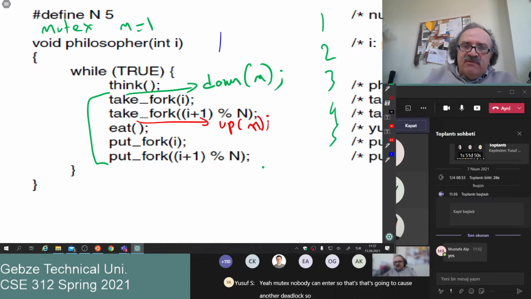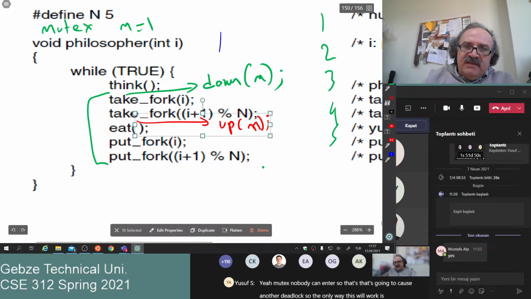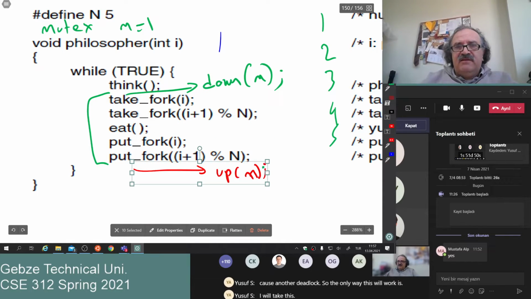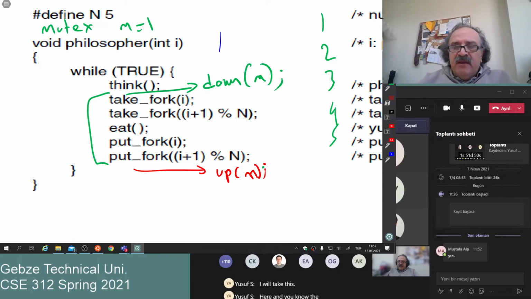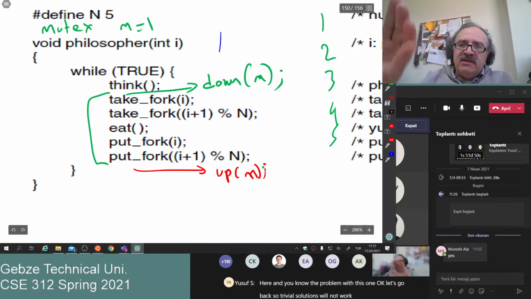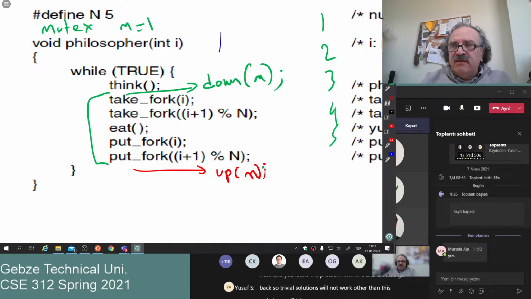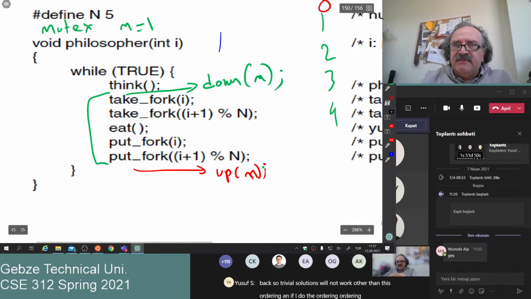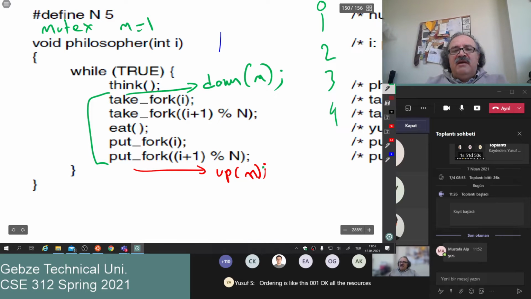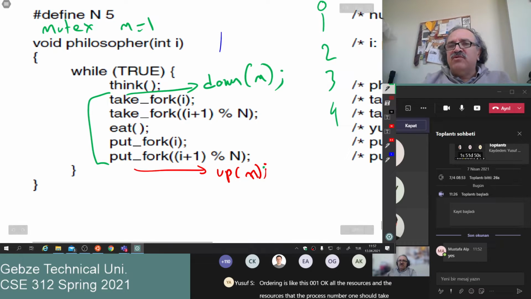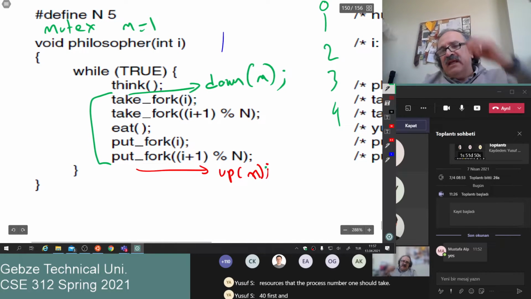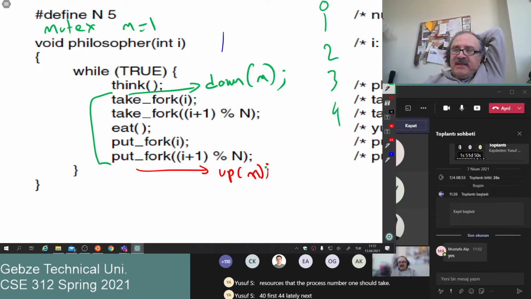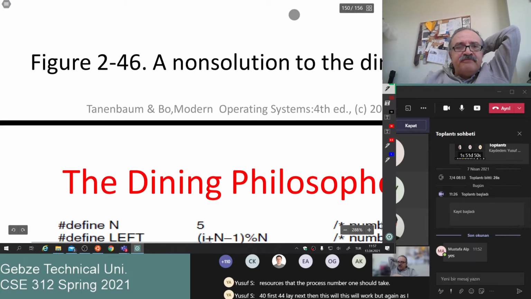So the only way this will work is I will take this here, and you know the problem with this one. Okay, let's go back. So trivial solutions will not work other than this ordering. And if I do the ordering like this, all the resources, the process number 1 should take fork 0 first and fork 4 next. Then this will work. But again, as I said, this is the general solution.